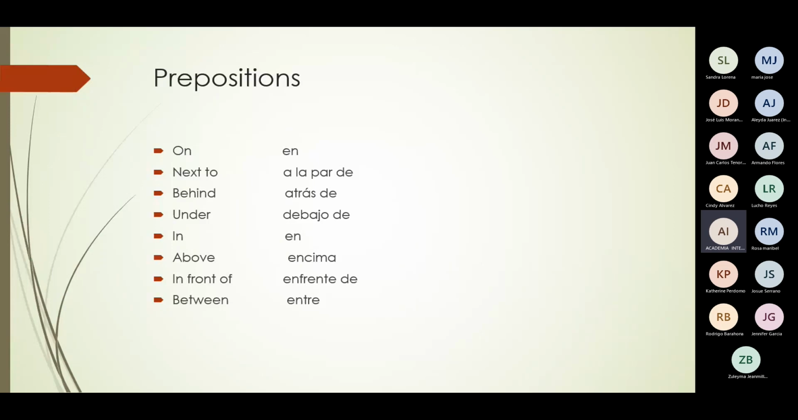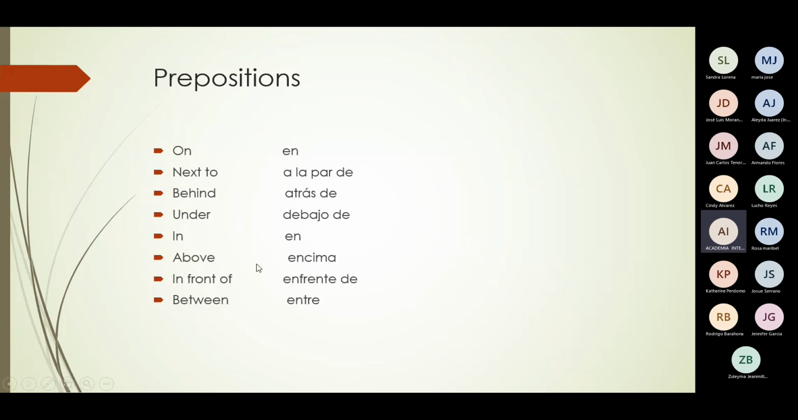So, tiene sentido. If I say, I am on the pool, nadie se puede parar sobre el agua, ¿verdad? That means that I'm going to be in, adentro, ¿verdad? Obviamente, como de esa superficie, adentro, in. Above, entonces aquí viene otra. ¿Cuál es la diferencia? ¿Es lo mismo que on?